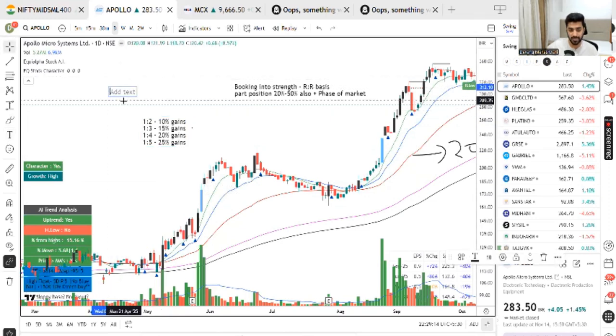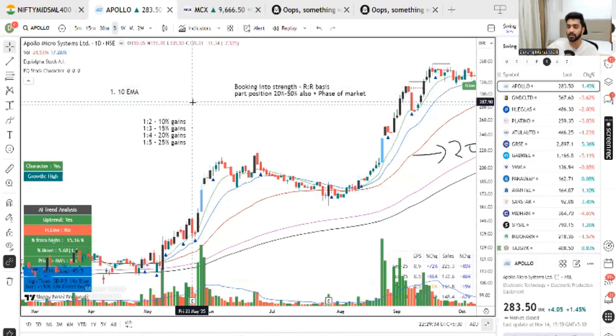Something which you will really have to figure out based on your own psychology. That's what the end objective is. Of course, one thing which is done as a rule is the 10 EMA. That's your limit. 10 EMA is the final exit. A decisive close below 10 EMA is a final exit.